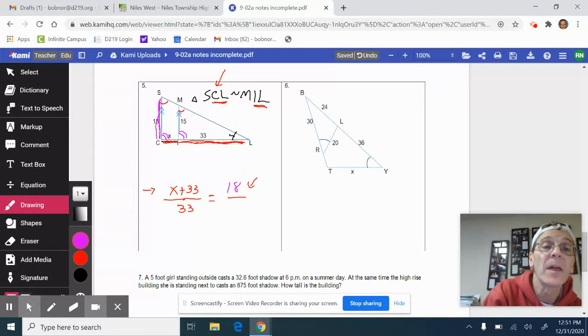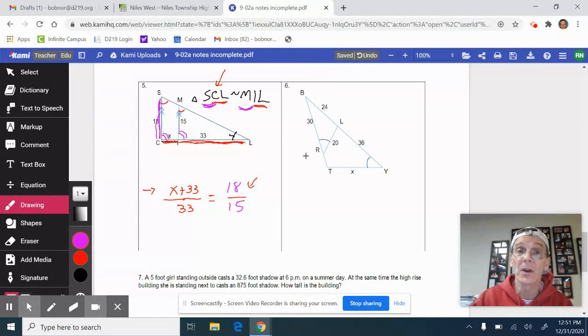And that comes from SC, which corresponds to MI, which is 15. Okay, there's a good equation. Once again, if you're relying on the intuitive way of doing a problem and trying to apply that to this problem here, you're almost guaranteed to get stuck, lost, frustrated. Okay, identify the congruent angles, name the triangles, set up ratios equal to each other.